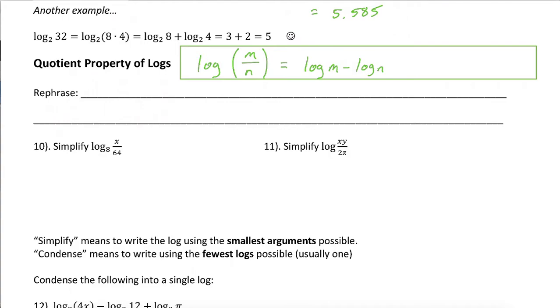And so that's exactly how I would rephrase this. The log of a quotient equals the difference of the two logs. And if I wanted to be a little bit more specific here, I would say the difference of the log of the dividend minus the log of the divisor. But that seems like overkill.